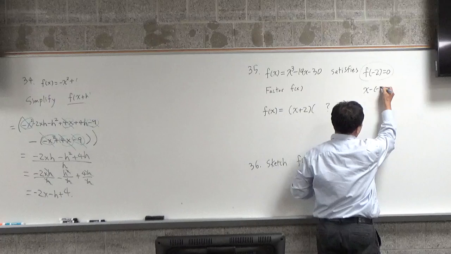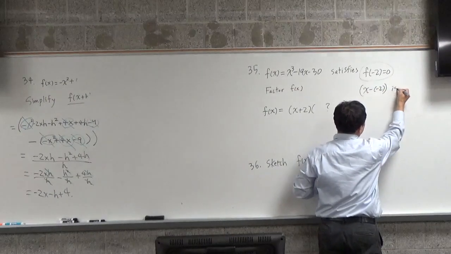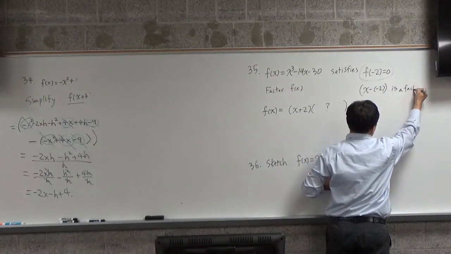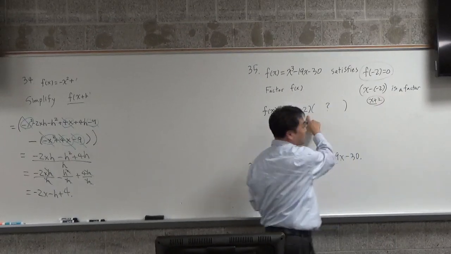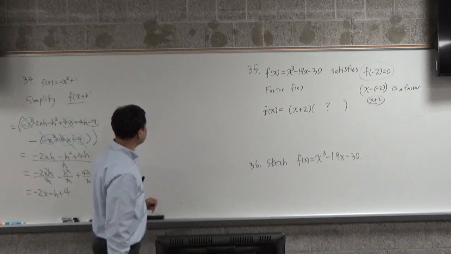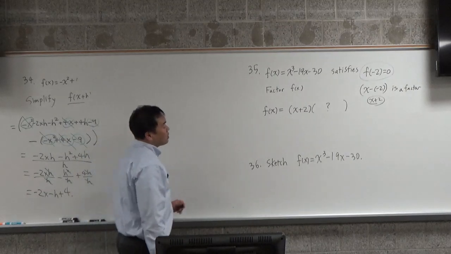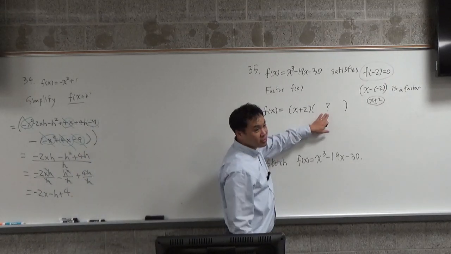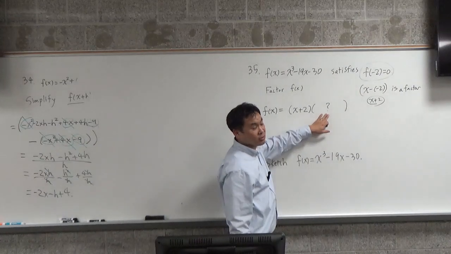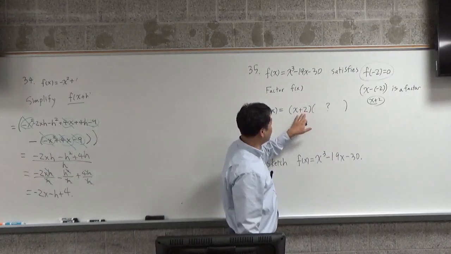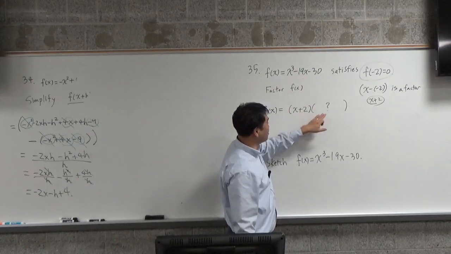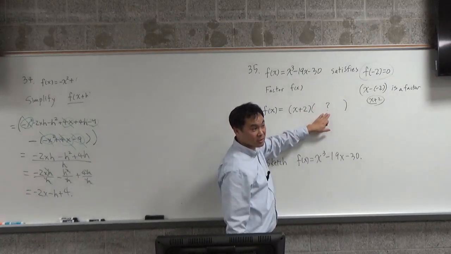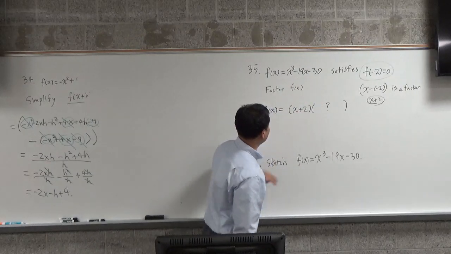x minus negative 2 is a factor, and x minus negative 2 is x plus 2. So we know that x plus 2 is a factor. Okay, now, how do we know the other part? Well, this is equal to this times that. So if you divide this by this, you can get what this is, right? You have to do this divided by this.